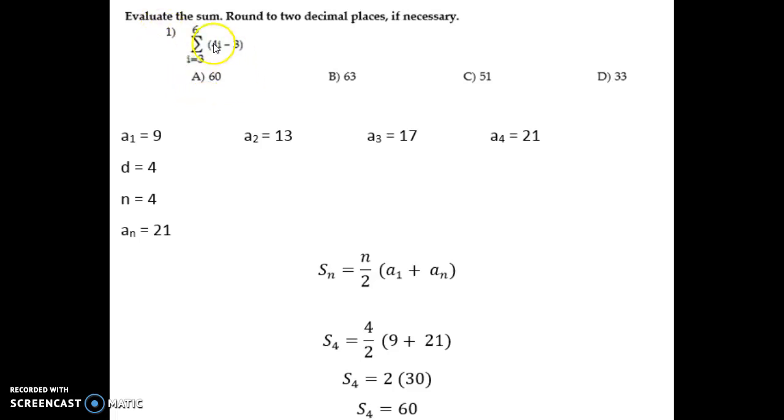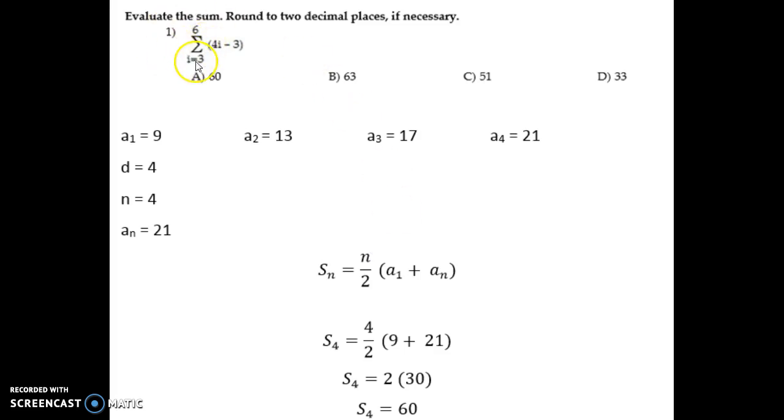For number 1, to evaluate this sum, you could use the summation techniques talked about in 7.1. I'm going to go through it with the techniques from 7.2, finding the sum of the first n terms of an arithmetic sequence. And on page 673 are the two formulas you can use. I'm going to use this one, where if you know the first term and the last term, and n is the total number of terms there are, then you can go ahead and find the summation.